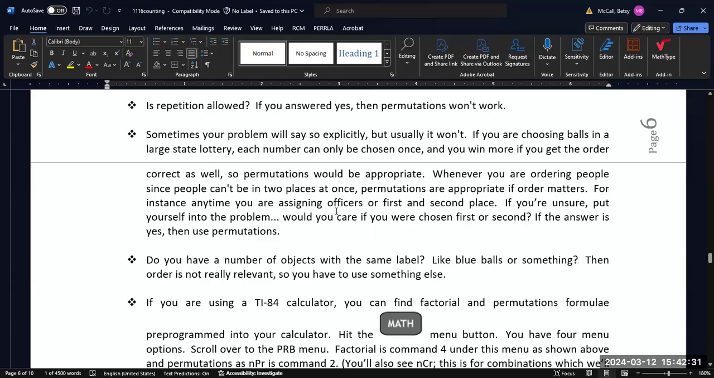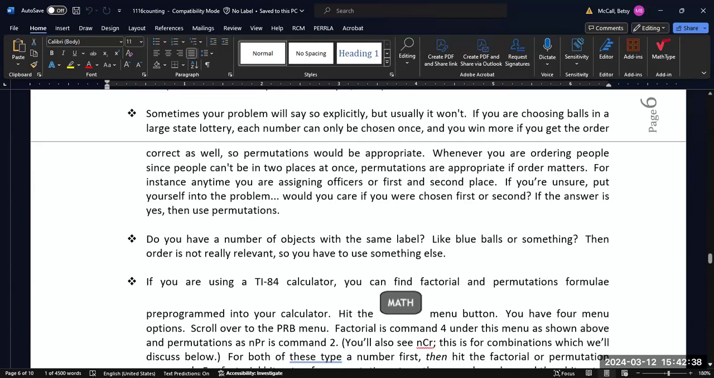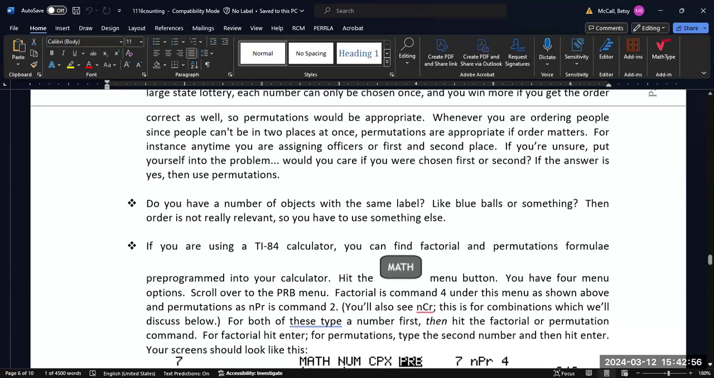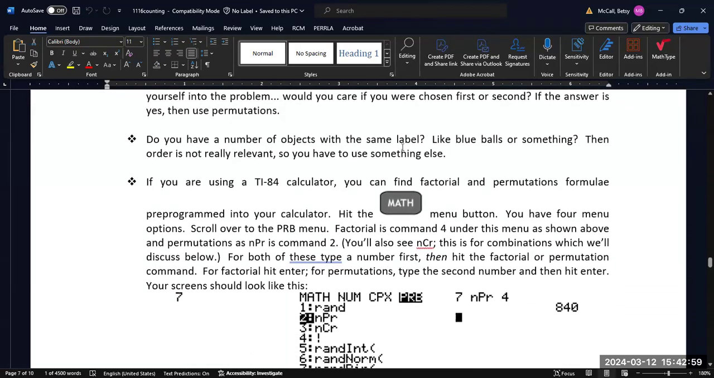Whenever you are ordering people, since people can't be in 2 places at once, permutations are appropriate if the order matters. For instance, if you are assigning officers or first, second, and third places. If you're unsure, you might put yourself into the problem. Would you care if you were chosen first or second? If the answer is yes, then use permutations. Do you have a number of objects with the same label, like blue balls or something? Then order is not really relevant because you can't tell those blue balls apart. So you have a different kind of problem.